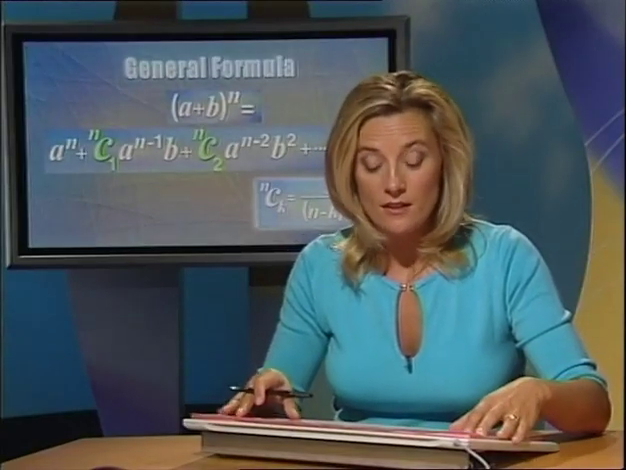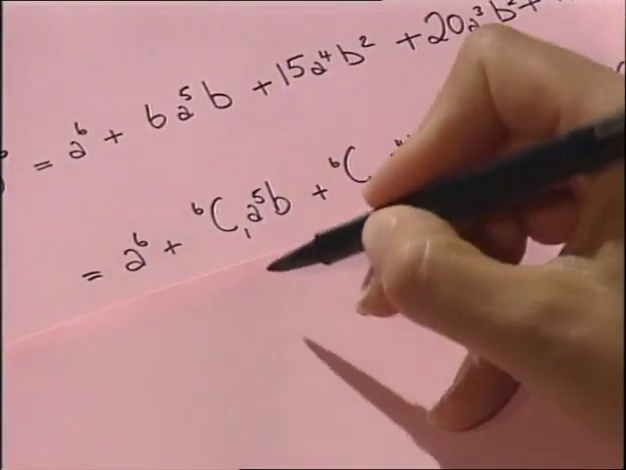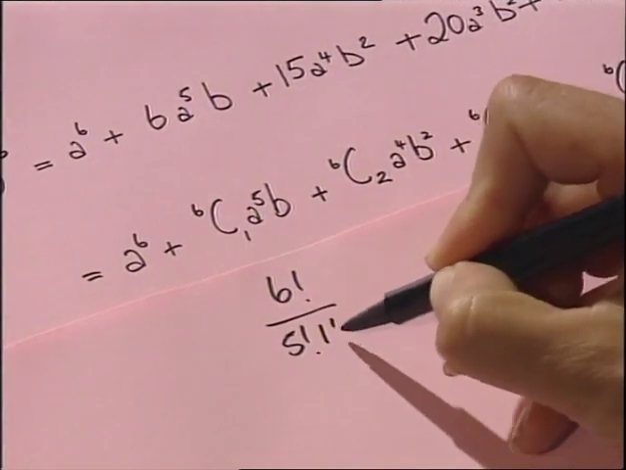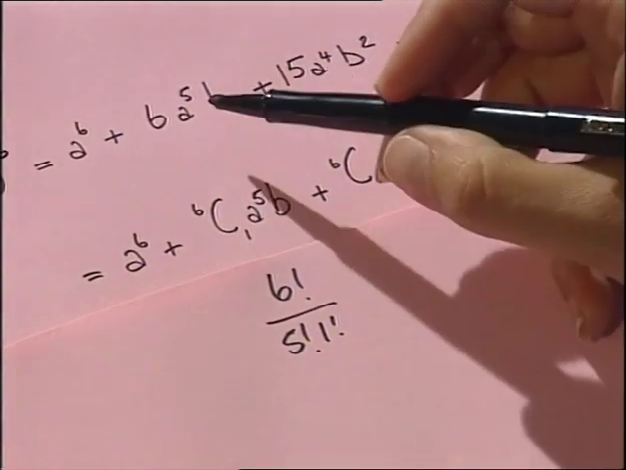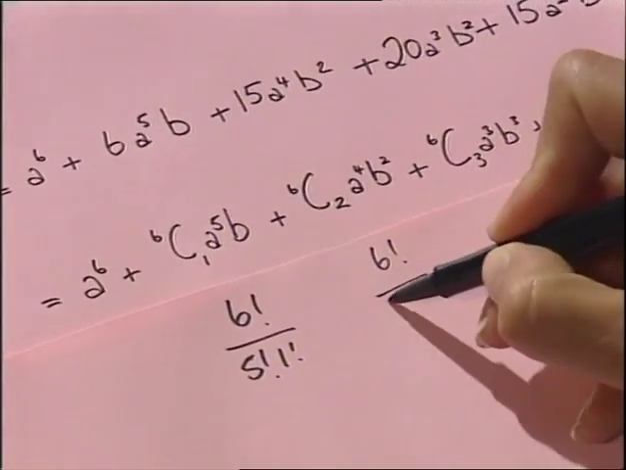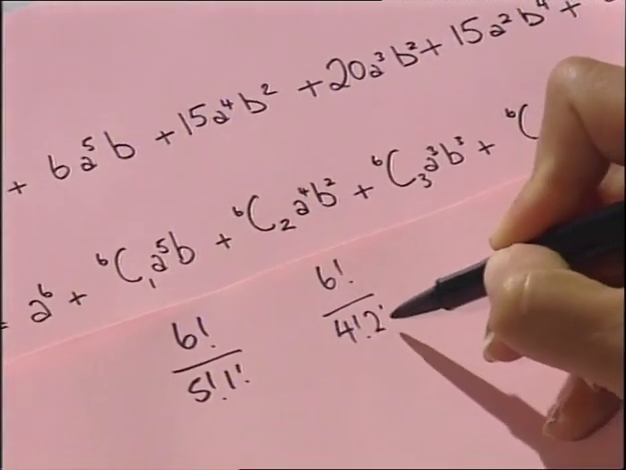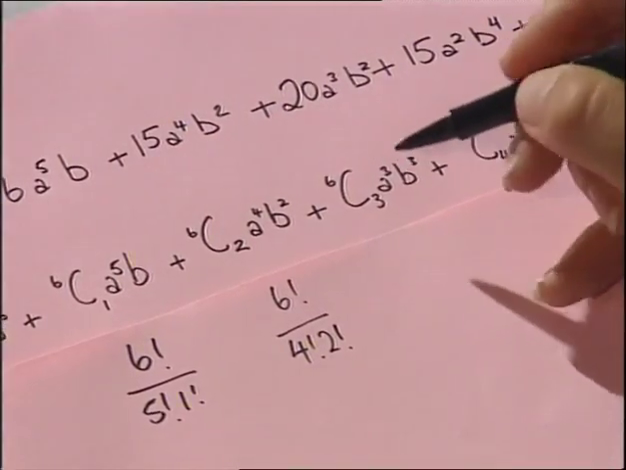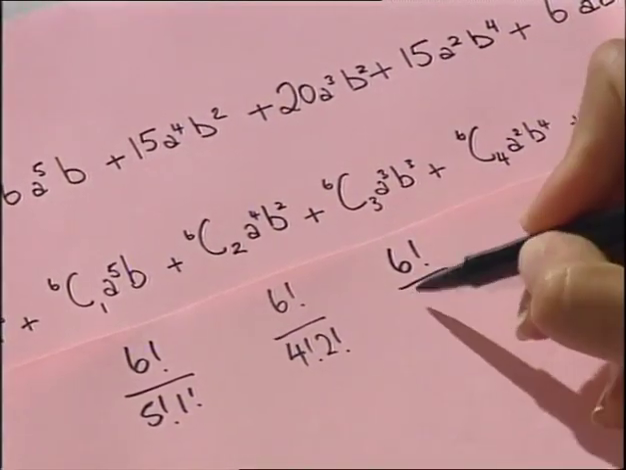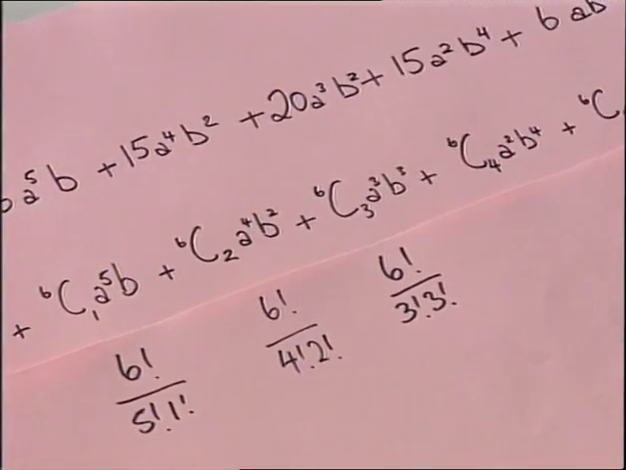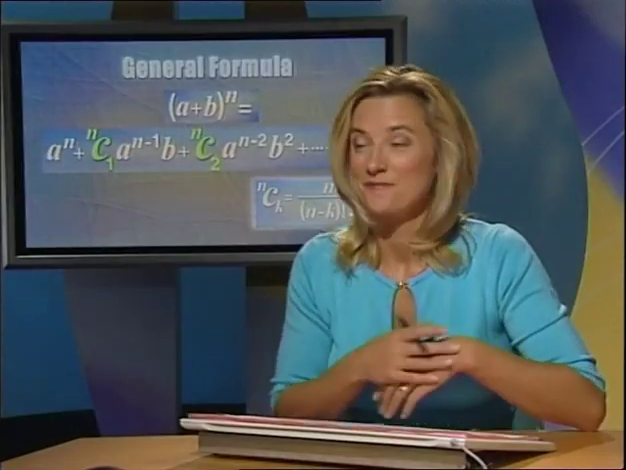Right, so working out some of these coefficients, you find that 6C1, that's 6 factorial over 5 factorial times 1 factorial, comes out to 6. 6C2, that's 6 factorial over 4 factorial times 2 factorial, comes out to 15. 6C3, that's 6 factorial over 3 factorial times 3 factorial, comes out to 20. And the rest work out in a similar way.